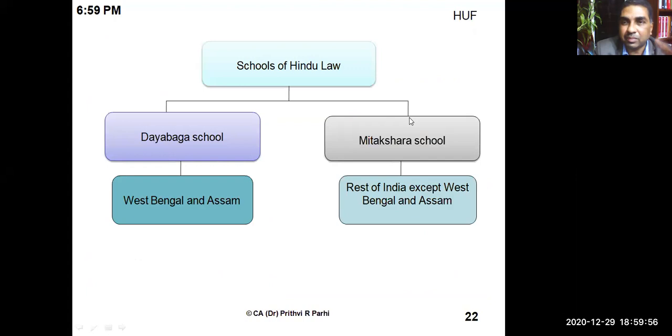Some of you might know there are 2 kinds of HUF, or you can say 2 schools of Hindu law, according to which different kinds of HUFs are formed. One is referred to as the Dayabhaga school, another one is the Mitakshara school. In the states of Assam and West Bengal, you can find many HUFs which belong to the Dayabhaga school. In the rest of India, the Mitakshara school type of HUFs are normally found.